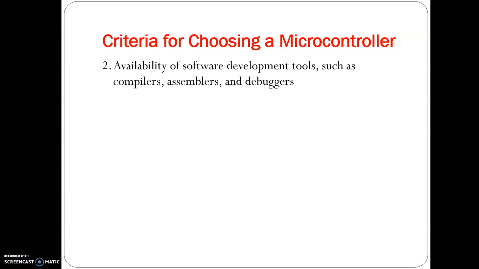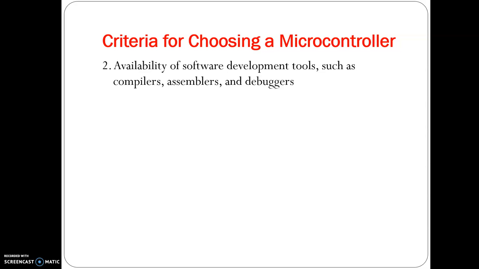Now the second criterion in choosing the microcontroller is how easy it is to develop a product around it. Key considerations include the availability of an assembler, a debugger, a code-efficient C programming compiler, an emulator, and technical support, both in-house as well as outside. So that is going to be required.